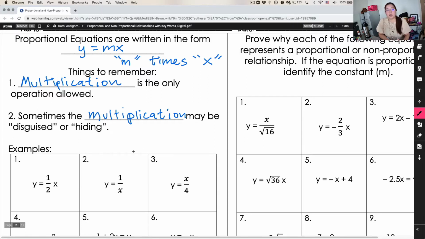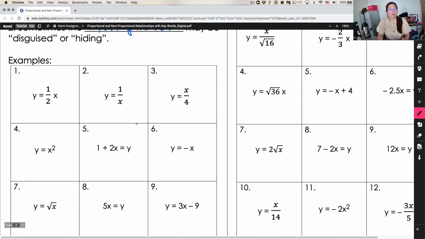So sometimes you might have to rearrange your equation a little bit to see if there is an m. Because what you're looking for is an equation that you can rewrite as y equals m times x, and m can be any number, right? If there's anything else, like mx plus 10 or something, then it's non-proportional. So let's look at these examples.